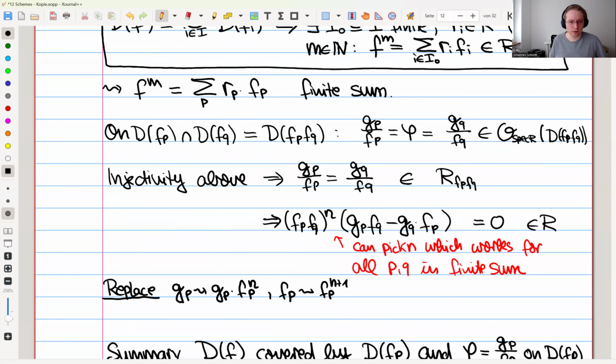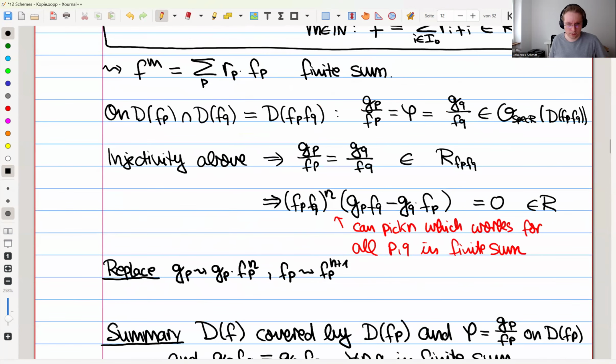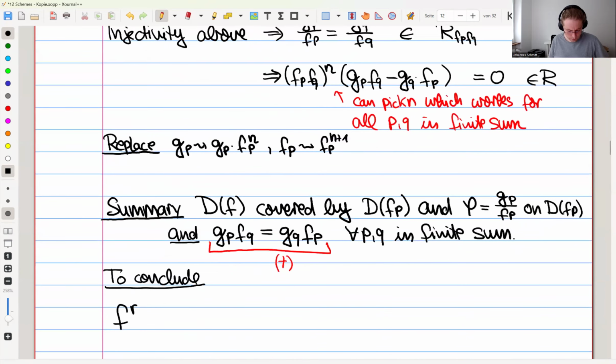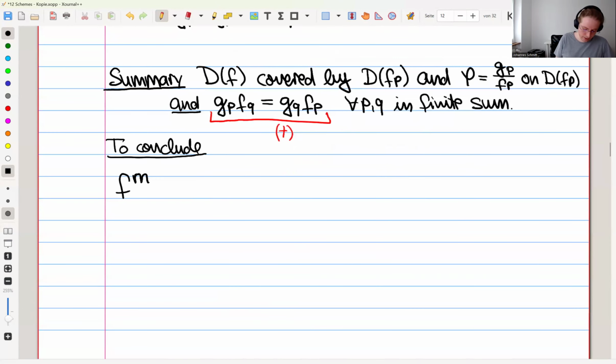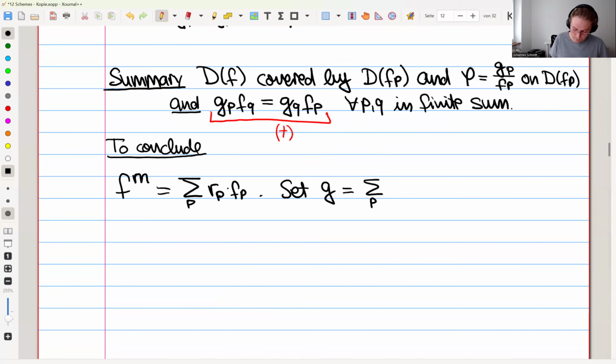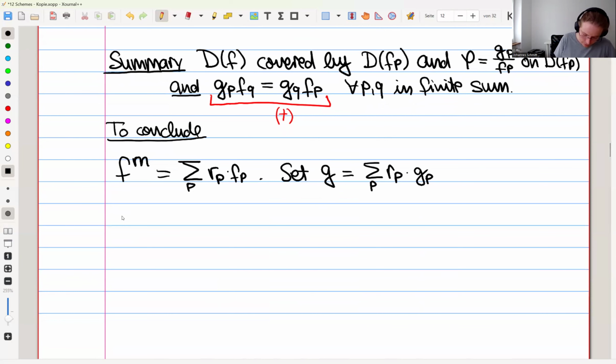Let me take this notation. So f to the m is equal to this combination of rp times fp, as before, a finite sum. We set g to be these rp, and now times, we take the gp instead of the fp.